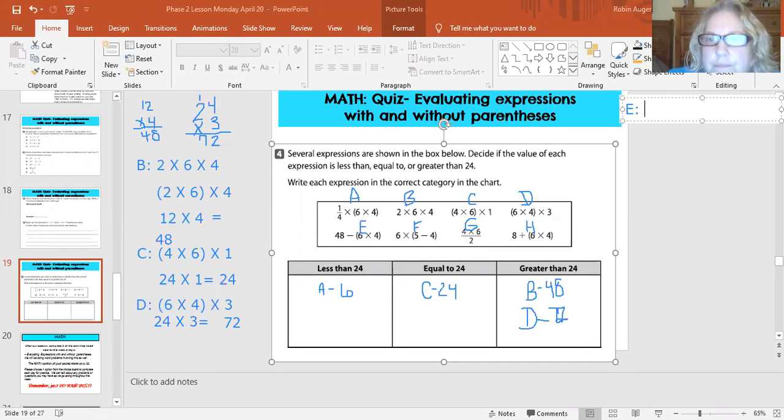Letter E. According to PEMDAS, we have to do what's in parentheses first, but let's write out the problem. 48 subtract parentheses 6 times 4, which we know is 24. So let's see how it turns out. Now, if you think about it in your head, 24 times 2 is 48. So what are we going to get here?